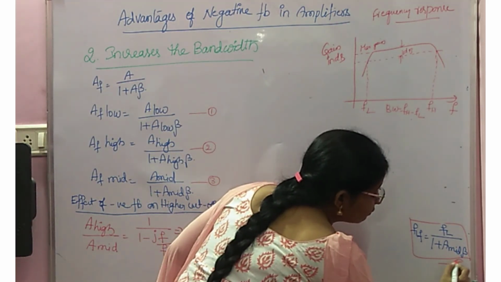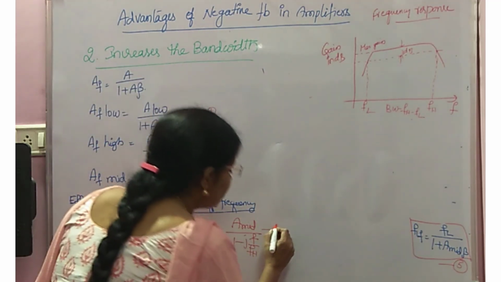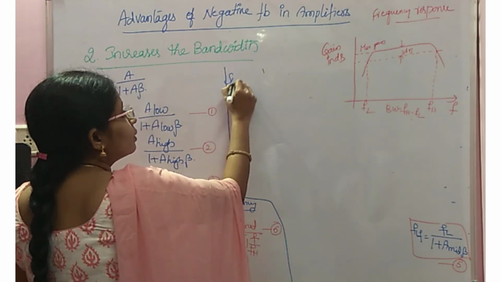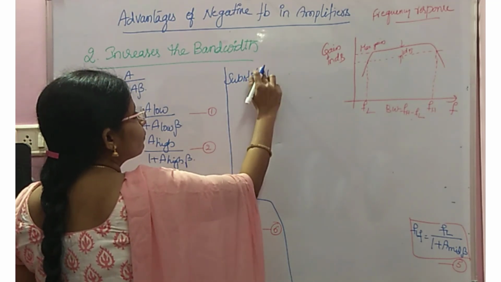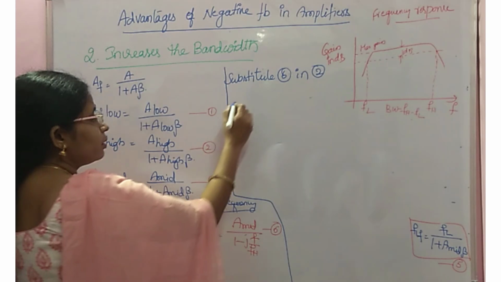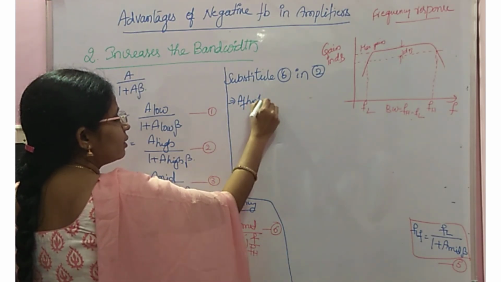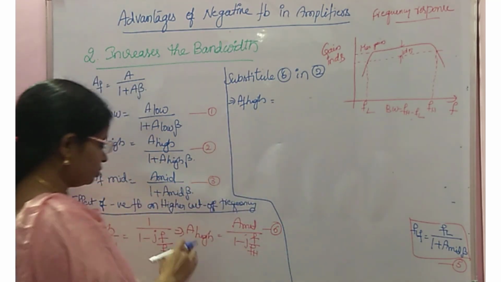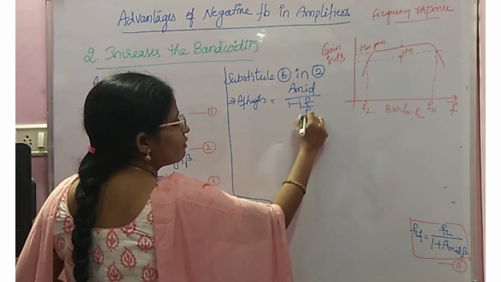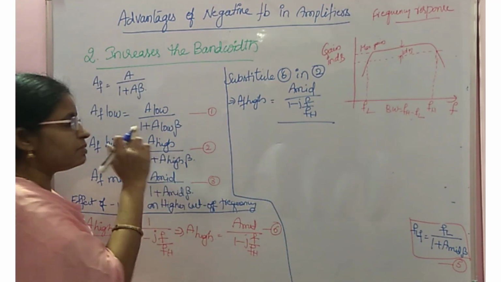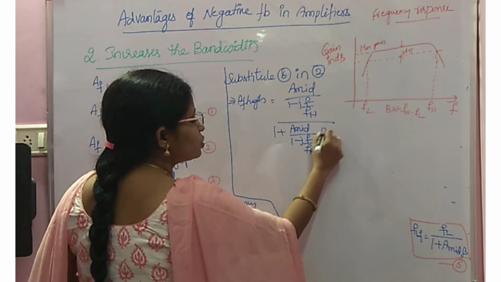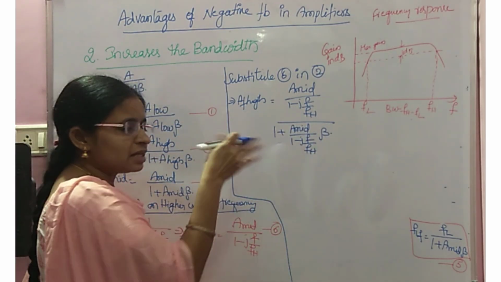Let this derived relation be equation number 5. Now it becomes equation 6. Now substitute 6 in 2. So, see equation number 2: AF high is equal to A high, where A high is A mid by 1 minus J F by Fh, divided by 1 plus A high beta. So 1 plus A mid by 1 minus J F by Fh into beta. In a similar way, take a cancellation and take LCM.